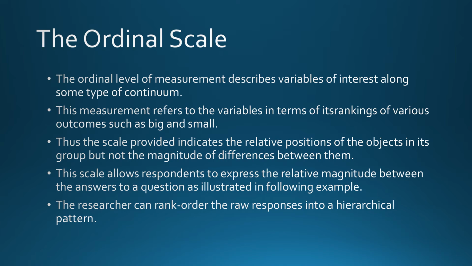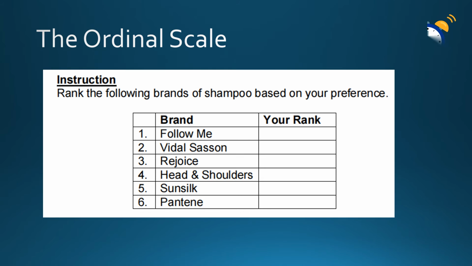This scale allows respondents to express the relative magnitude between the answers to a question as illustrated in the following example. The researcher can rank order the row responses into a hierarchical pattern. The ordinal scale.